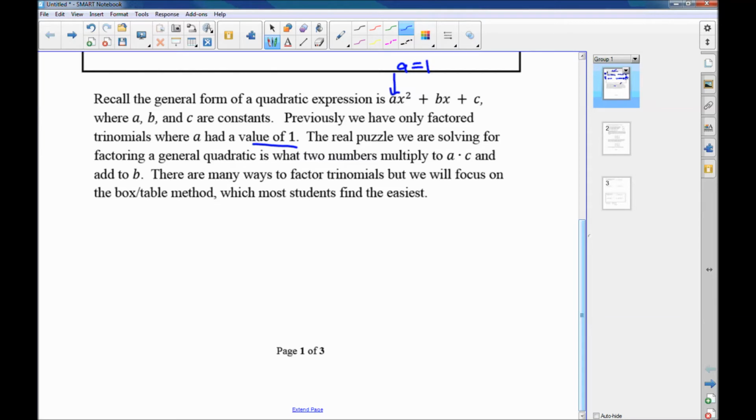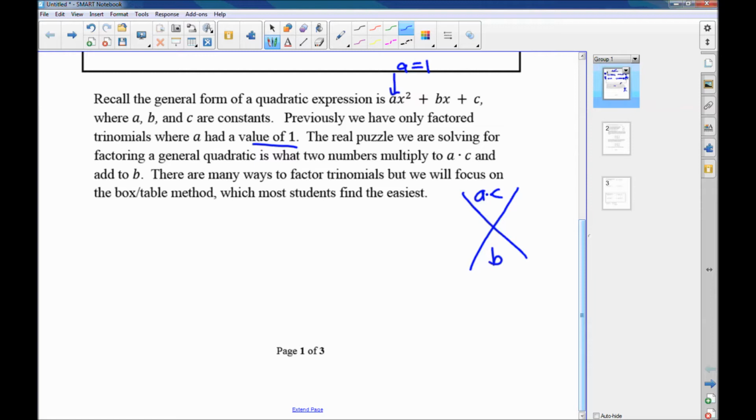The real puzzle we are solving for factoring a general quadratic is what two numbers multiply to the a and c together. So up here should be the a times the c, and down here is still the b. Before it worked fine, we did 1 and c. So 1 times c was still c, but now we got to be careful.